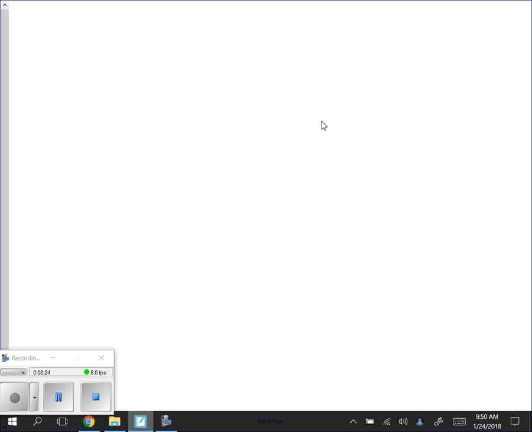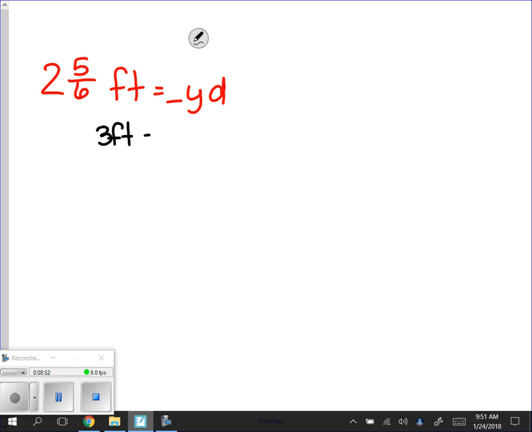Okay. Let's try another one. Let's try 2 5/6 of a foot into yards. What do we know about feet and yards? Serena, what do we know about feet and yards? So I have 3 feet equal 1 yard. So you need to be careful because what does my chart say over there?